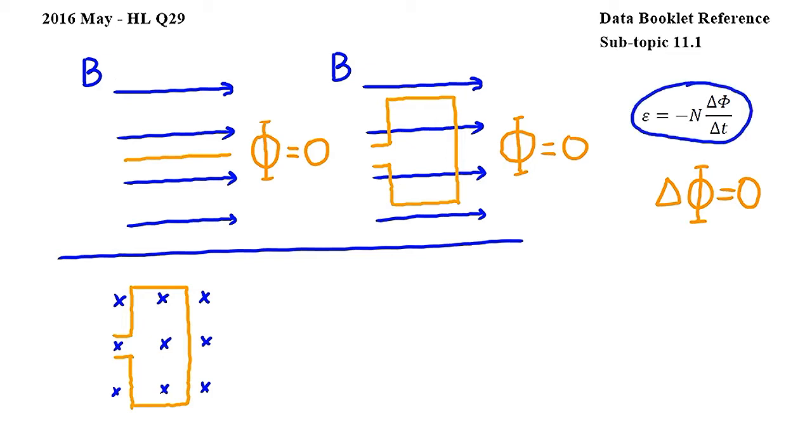Looking at this equation from subtopic 11.1, where epsilon is the induced EMF, n is the number of turns in the coil, delta phi is the change in magnetic flux, and delta t is change in time, we can conclude that since the change in flux is equal to 0, the induced EMF in the coil will be 0, which will mean that the EMF between points x and y is also 0, giving us answer A.